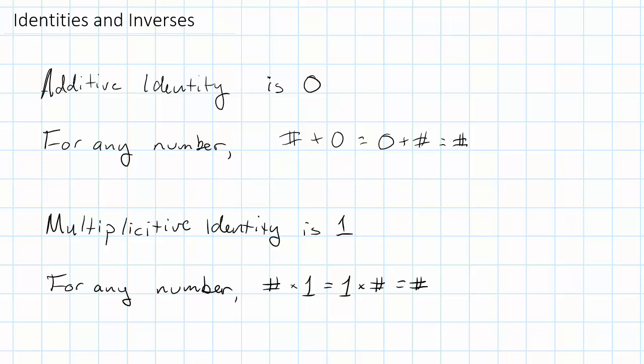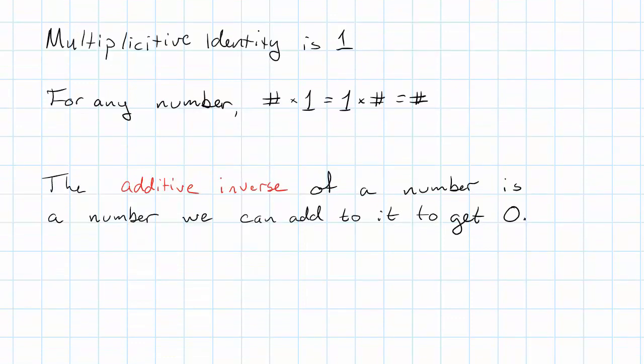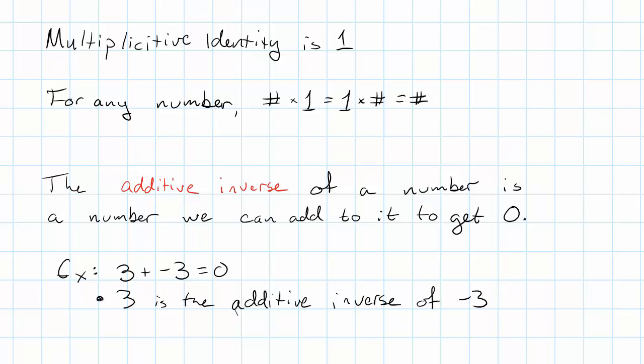These numbers are special. Part of the reason that we want to make this definition is that we want to go on to define inverses. The additive inverse of a number is a number we can add to it to get 0. So, for example, 3 plus negative 3 equals 0. Therefore, 3 is the additive inverse of negative 3, and negative 3 is the additive inverse of 3.